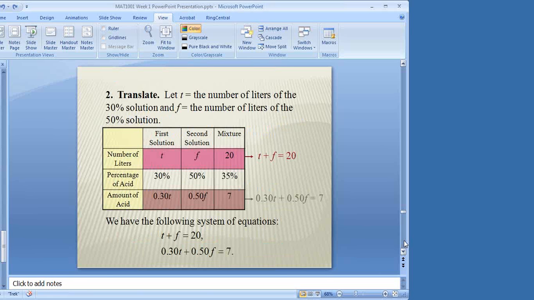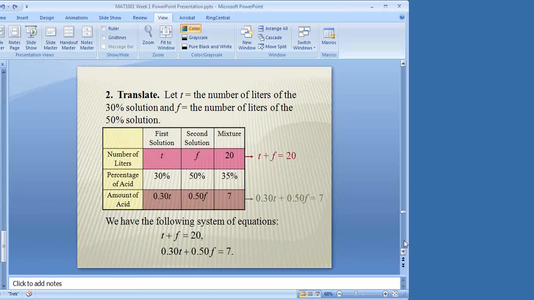Remember, you can go to the PowerPoint presentation to look a little more slowly, but all mixture problems are going to look kind of similar. So I've got T is the first, F is the second, and they both represent the number of liters of each. I know it's a total of 20. I know my percentages, I've got that there. And so the amount of acid is 30% of the number of liters of the first plus 50% times the number of liters of the second equals the mixture, 7. All right, 7 is just 35% times 20.